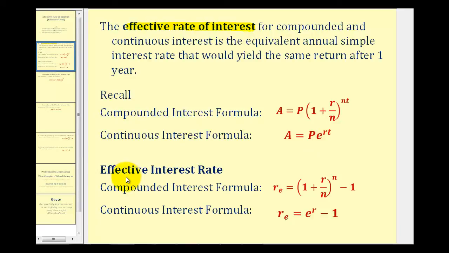So to determine the effective interest rate, we have a formula for compounded interest as well as continuous interest. The effective interest rate identified by r sub e for compounded interest is equal to the quantity 1 plus r divided by n raised to the nth power minus 1. And for continuous interest, we have r sub e equals e to the r minus 1. Before we actually use these formulas, I do want to show where they come from.